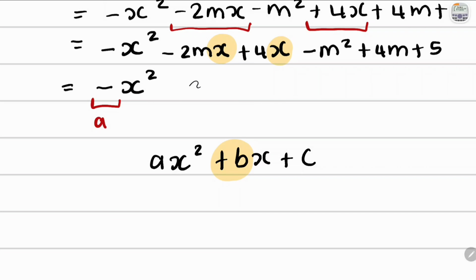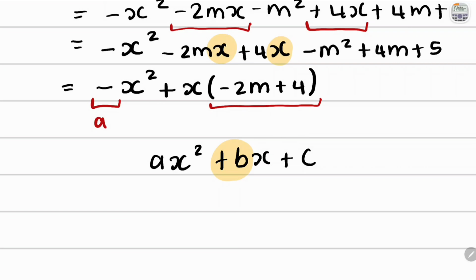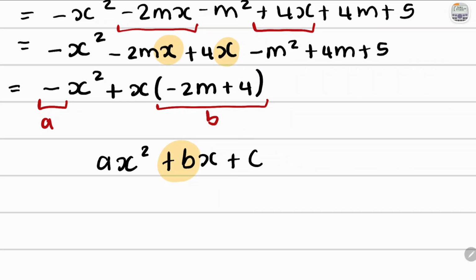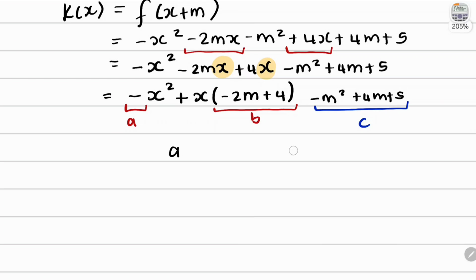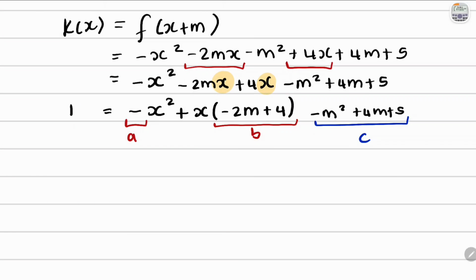To get x on its own, I'll just take x out as a common factor. So I'll say plus x, and what is left in the first term with x is negative 2m, and in the second term with x we have only positive 4. Now I know exactly what the coefficient of x is, which is b. And then c is just everything else without x, because that is considered the constant. So that is negative m squared plus 4m plus 5. That is c. Okay, everything looks fine now. So this is k of x.